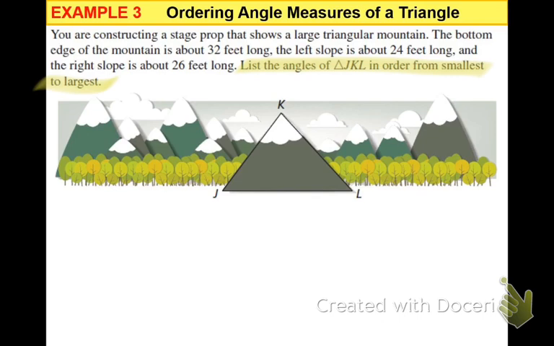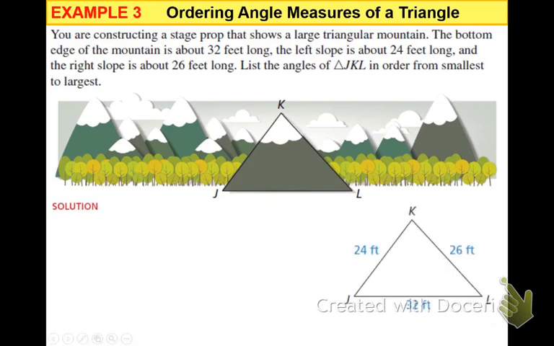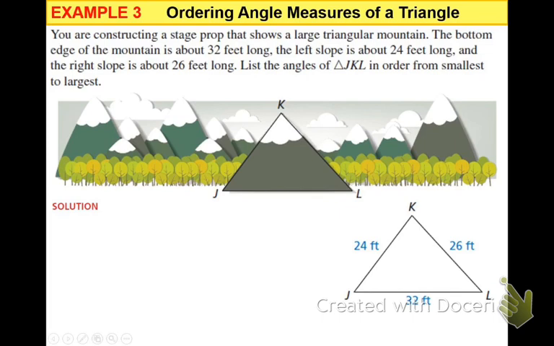Angles from the smaller to the larger. So make sure we do that. This is what you're really looking at. What is my smallest side? JK. So that will be across from my smallest angle. What will my smallest angle be? Angle L. So angle L is my smallest.